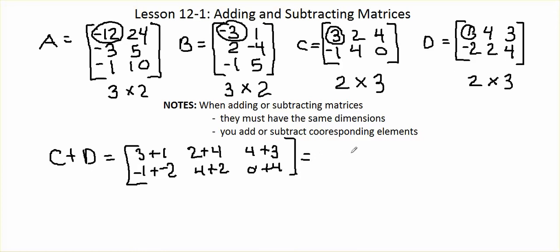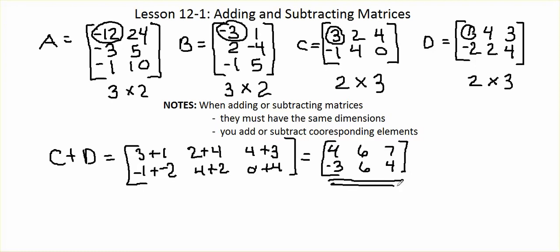To get our answer, all you do is you simplify the numbers that you have added. 3 and 1 is 4. 2 and 4 is 6. 4 and 3 is 7. -1 and -2 is a -3. 4 and 2 is 6. 0 and 4 is 4. So C plus D equals this matrix right here.